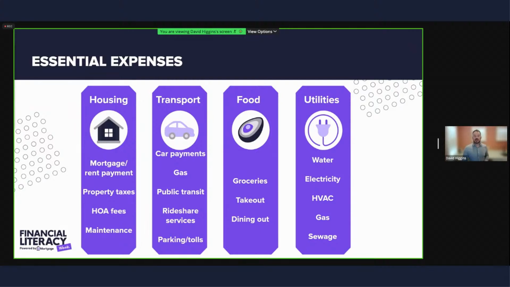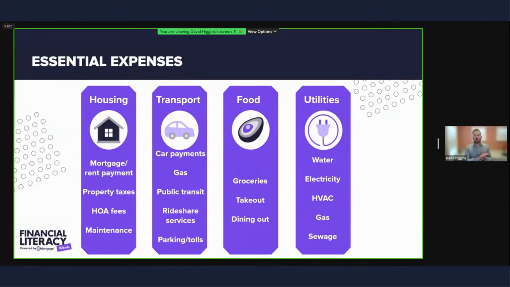The utilities category, last one we've got on this slide here, is services that keep your home up and running. Things like your water, electricity, HVAC, your gas, sewage bills, all those sorts of things. A lot of these bill amounts are going to vary month to month. So it's important to track your expenses over multiple months in order to determine average trends in each category. You don't want to necessarily just look at 1 month of expenses and go, okay, good, this is what I spent.